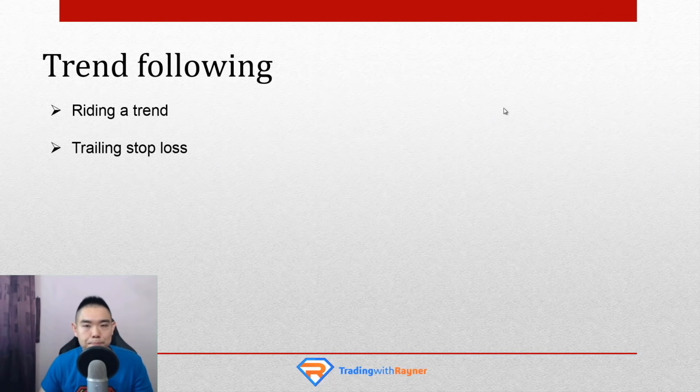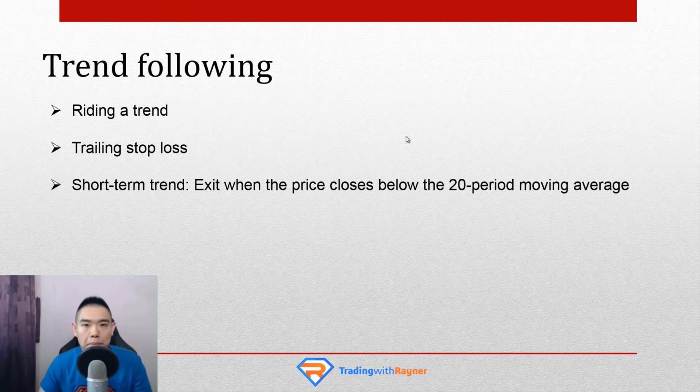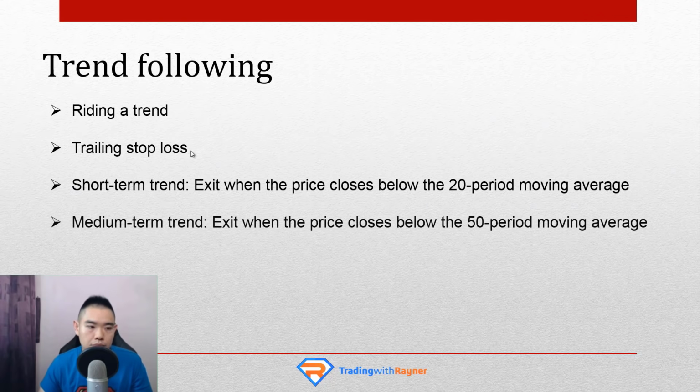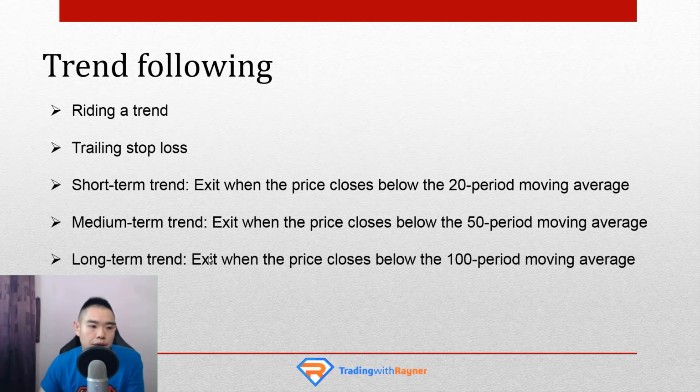And which moving average parameter to use depends on what you want, whether you want to capture a short-term trend, medium-term trend, or a long-term trend. So if you want to capture a short-term trend, you can exit the trade when the price closes below the 20-period moving average. If you want to ride a medium-term trend, you can exit when it closes below the 50-period moving average. And if a long-term trend, you can exit when the price closes below the 100-period moving average.